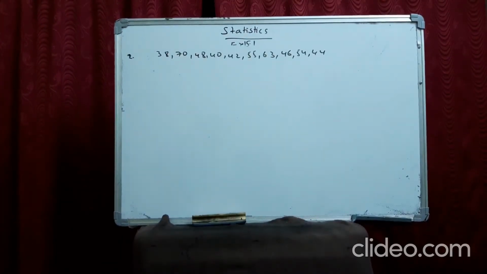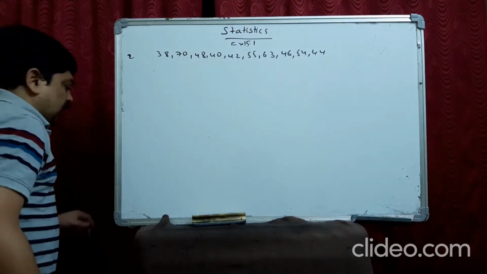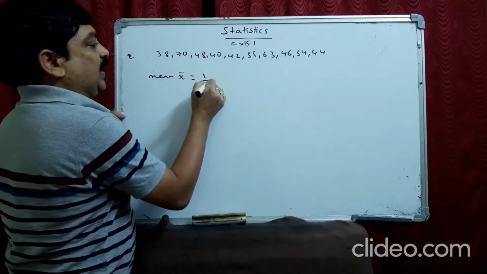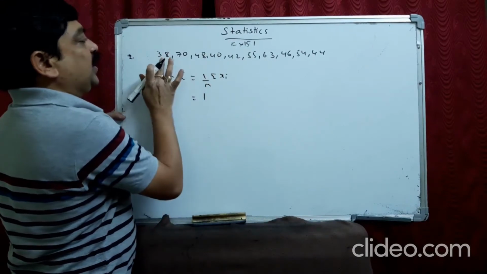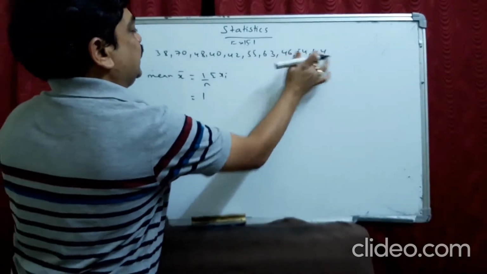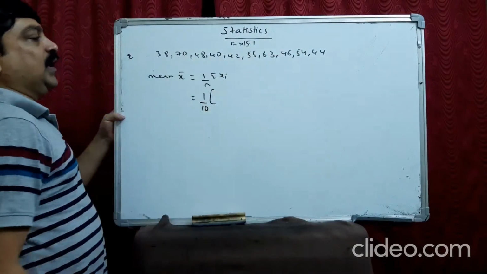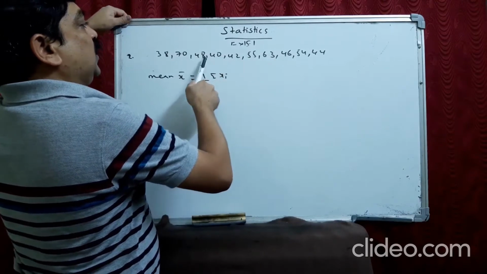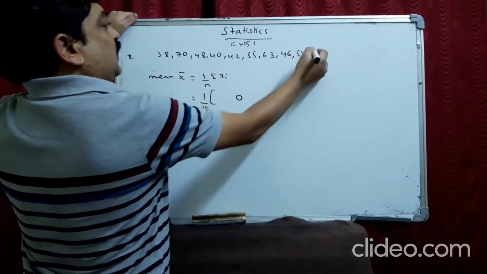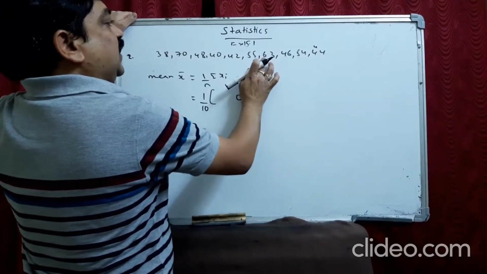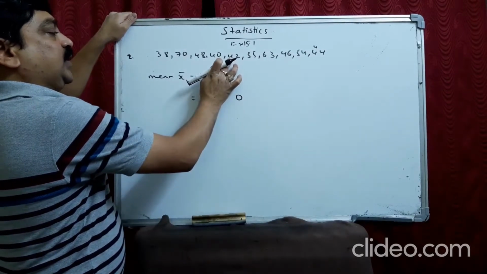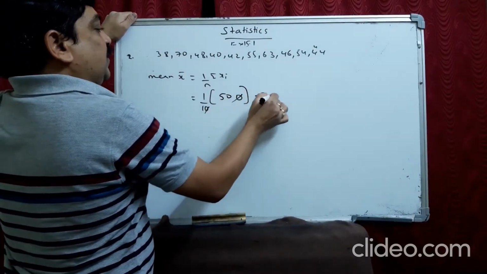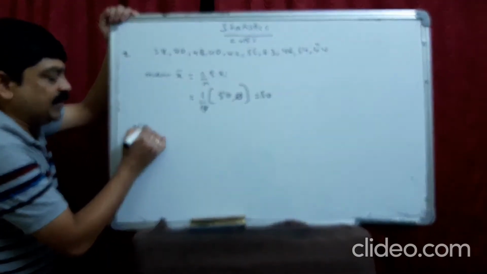See the second problem of the same model, mean deviation about mean only. Let us first find the mean. Mean x bar is equal to 1 by n sigma xi. How many observations are there? 1, 2, 3, 4, 5, 6, 7, 8, 9, 10. So 1 by 10 of the sum. Let us add all: 4 plus 4, 8, 14, 17, 22, 24, 32, 40, then 8 plus 5, 13, 17, 23, 28, 32, 36, 40, 47, 50. So the mean is 50.